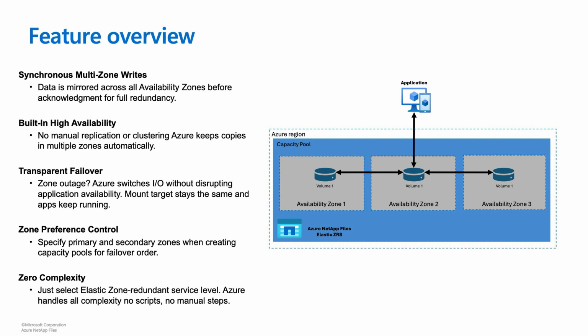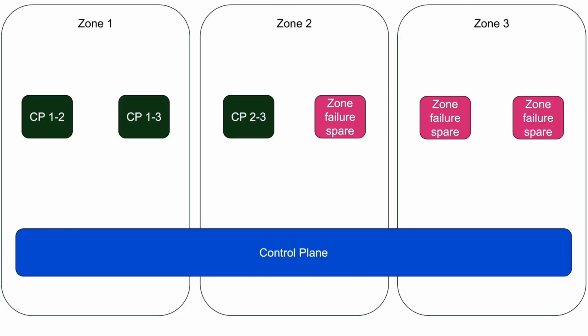The whole multi-AZ replication and failover process is managed behind the scenes by Azure. You simply create a volume with the zone redundant service level, and the platform handles the rest. Now let's examine how this works with an example deployment.